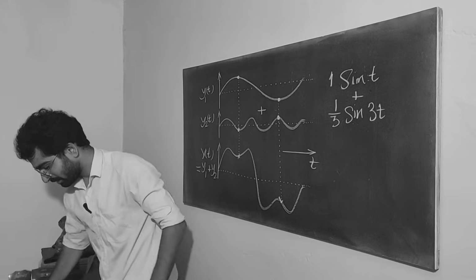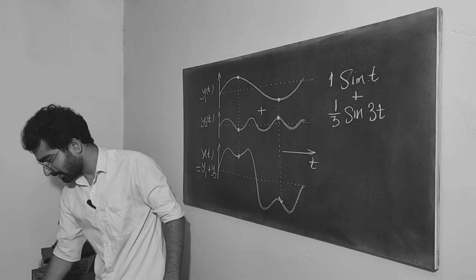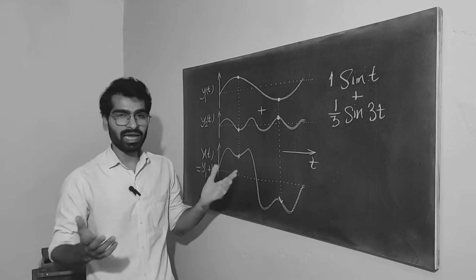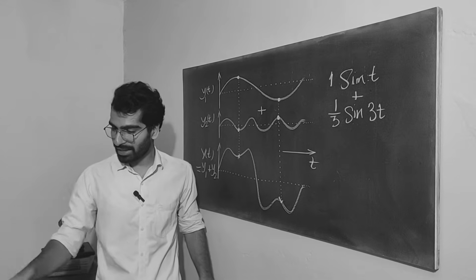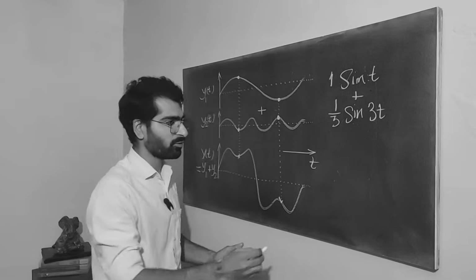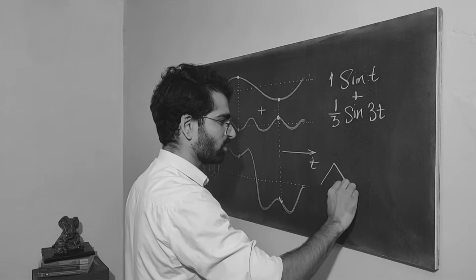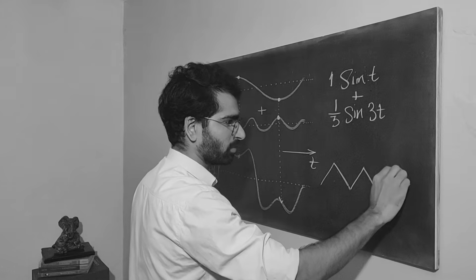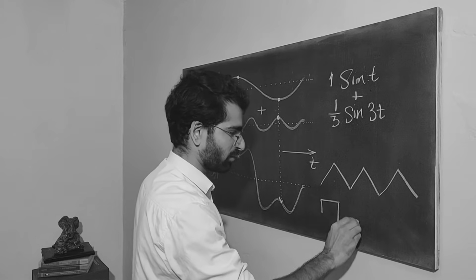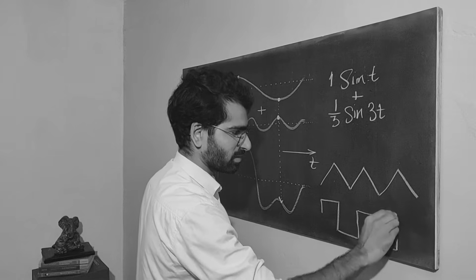And this is the idea of Fourier series. I can construct for you any periodic function as the combination of sines and cosines. Maybe I want to make you a triangular wave, periodic wave. Maybe I want to make you a square wave, like this.